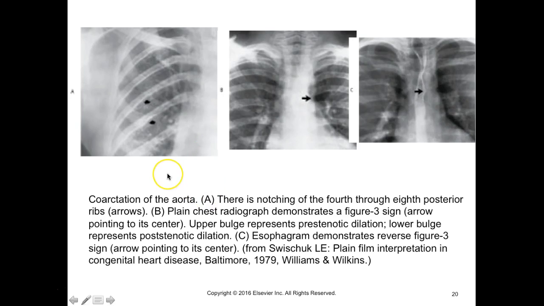All right, looking here, so in A, there's notching of the 4th through the 7th posterior ribs. A plain chest x-ray in B demonstrates a figure 3 sign, so the arrow pointing to the center, upper center. So you can see there's like a little notch there. So that's one of the things you'll read about it in your book. The upper bulge represents peristenotic dilatation. Lower bulge represents poststenotic dilatation. And in C, the esophagram demonstrates reverse figure 3 sign, arrows pointing to its center. So it has like the number 3, and you can see in the center there.